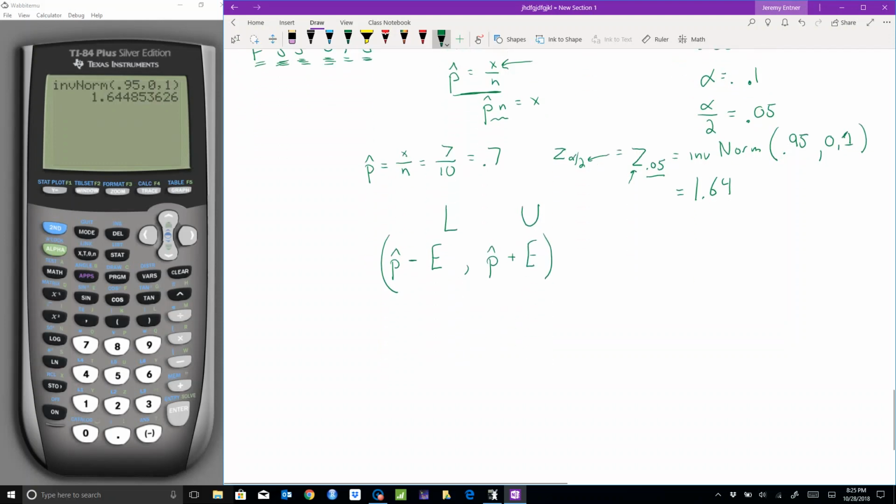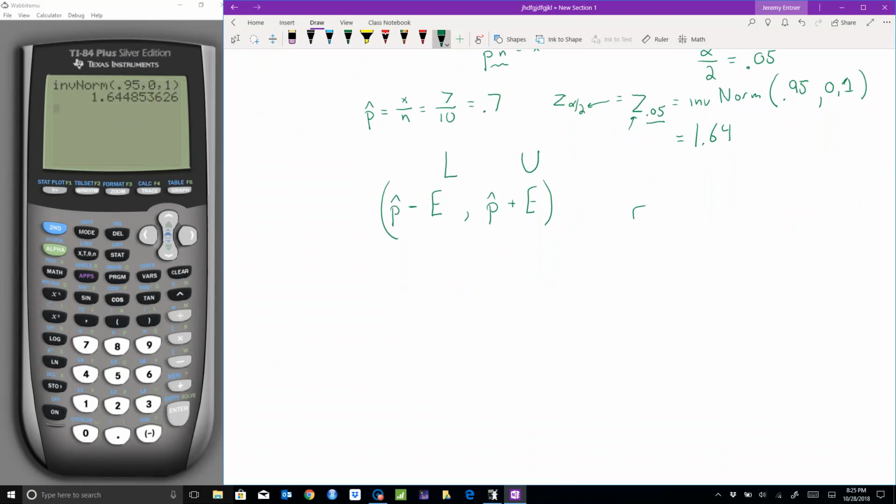Now the way you're going to compute that margin of error is, that E is the same thing for both spots. It's going to be that two-sided critical value, and then you're going to multiply times the square root, which is going to be p hat times 1 minus p hat, all over your sample size.